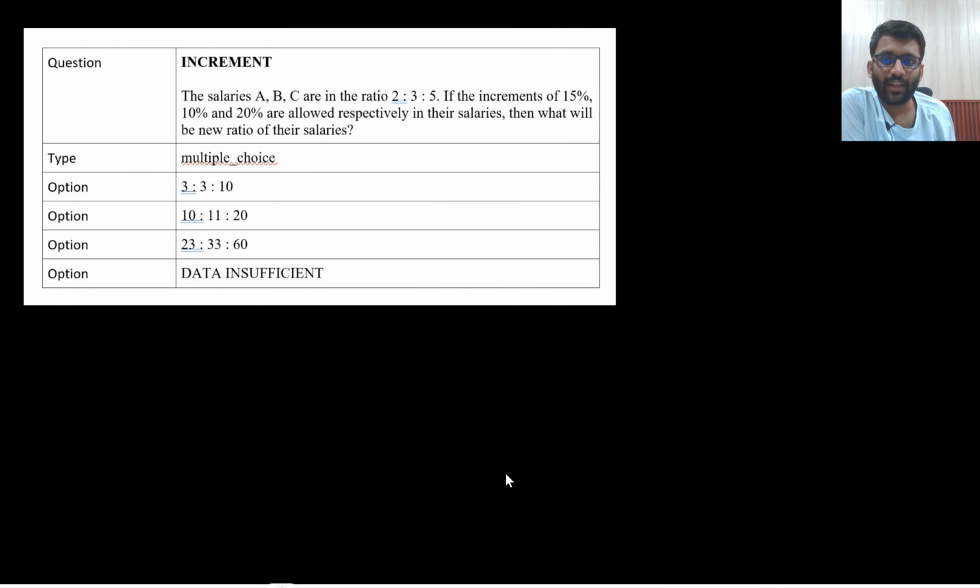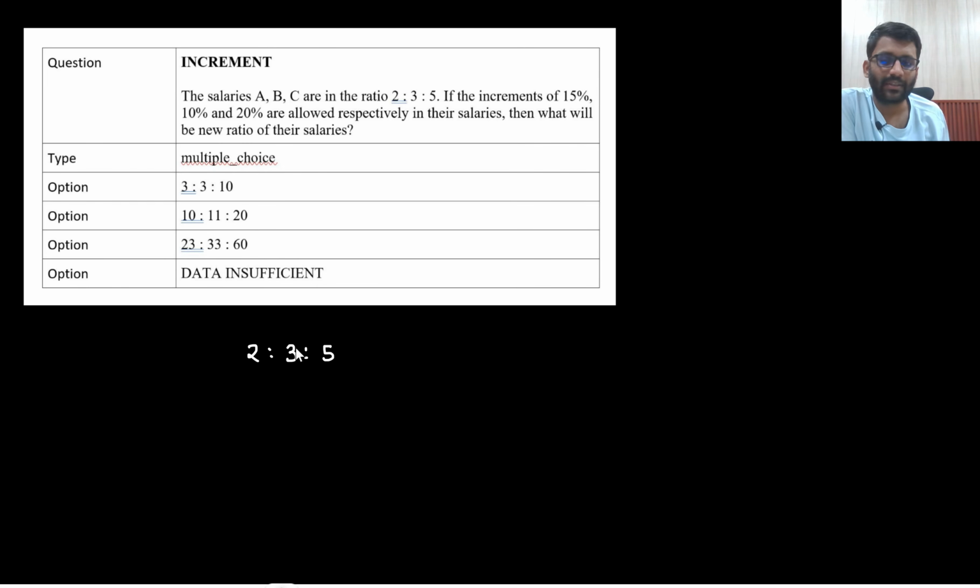The salaries of A, B, C are in the ratio 2:3:5. If the increment is 15%, 10% and 20% respectively in their salaries, then what will be the new ratio of their salary? 2:3:5. Increment is 15%, 10% and 20%.